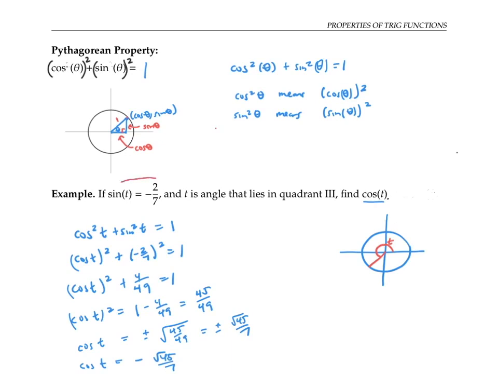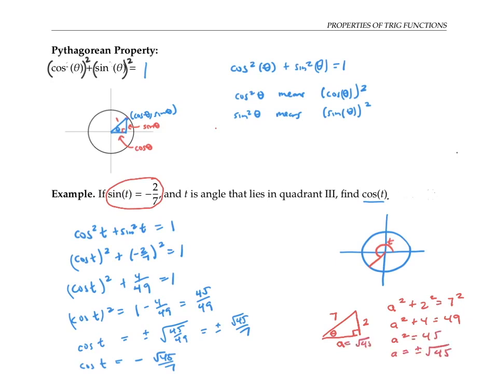If we look at the fact that sine of t is negative 2/7 and ignore the negative sign for now, we can think of this information as telling us that we have a right triangle, angle theta, whose opposite side is 2 and whose hypotenuse is 7. If we call this side here a, then the Pythagorean theorem tells us a squared plus 2 squared is 7 squared, so a squared plus 4 is 49, so a squared is 45, and a is plus or minus the square root of 45. Since I'm worrying about a triangle, I'm going to use the positive value.